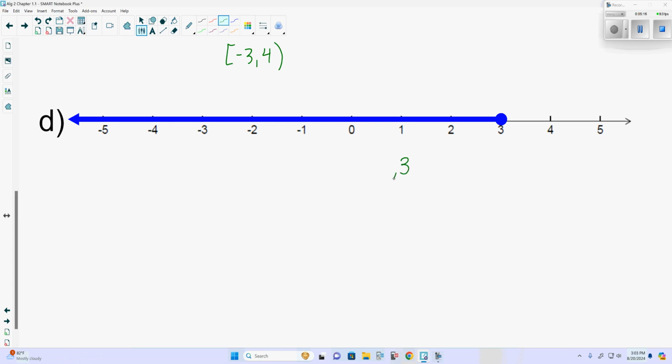So we would have the 3. Now, since it's going smaller, negative infinity. Yep, negative infinity, because we're going from 3 to negative infinity. Parentheses. Because since the 3 is included, we would have a bracket. And since infinity is never included, it has a parenthesis. Questions on these so far? We ready for the next bit?